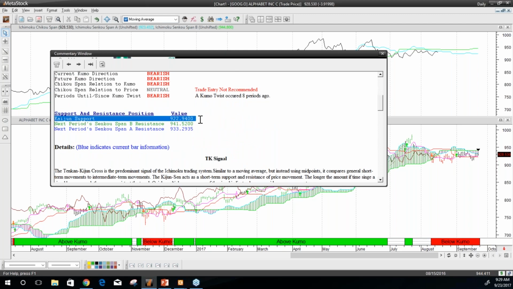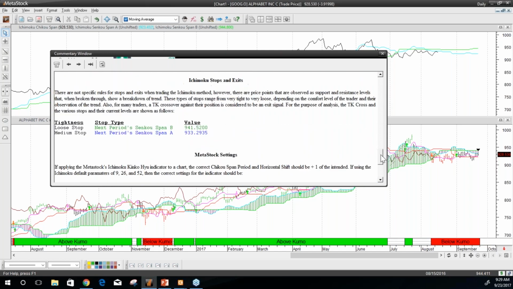The Kijun support, which is, remember, the 26 period midpoint. And then you have the Senkou span A and the Senkou span B. The reason why B is above A in this case is because B is closer to the price than A is. So it's going to shift and put them in the correct order as your trade is coming in, so you know where your stop values are that you might want to be placing.